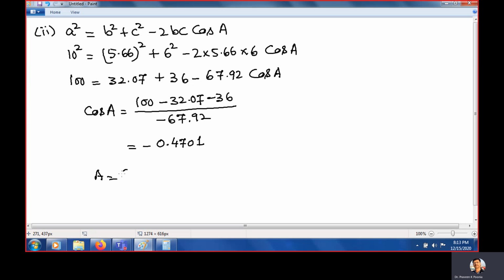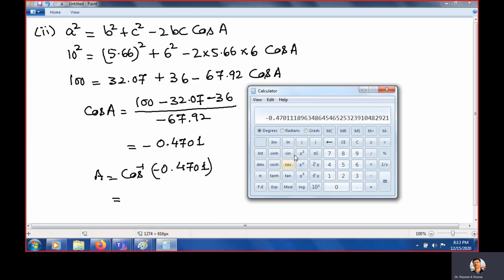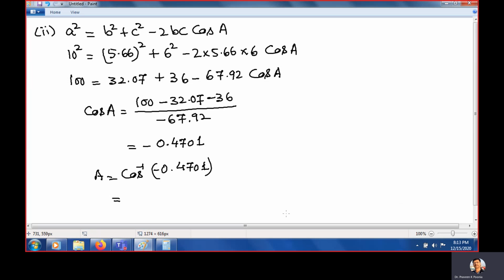Now A is equal to cosine inverse of negative 0.4701. Okay, let us see how much is the value of angle A. Now we need the cosine inverse. The angle is 118 degrees, 118.04. So we can take it as 118 because 0.04 is a very small number. So the angle A is 118 degrees.